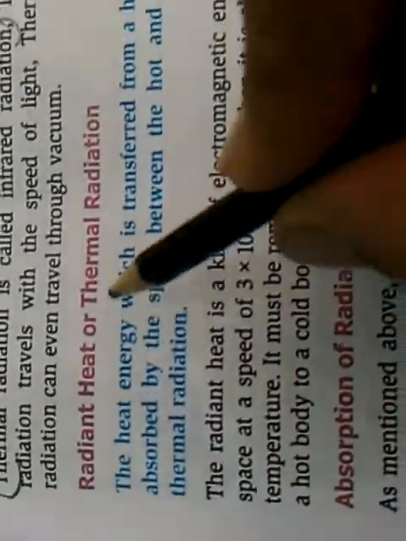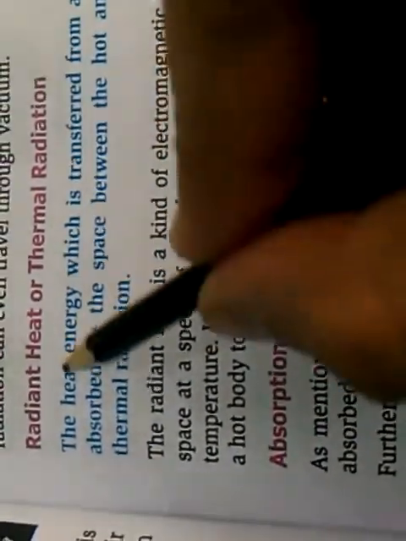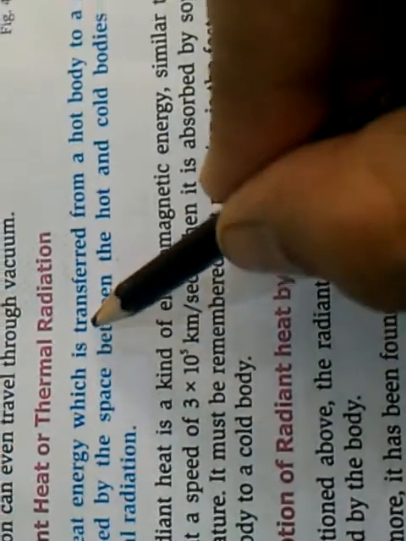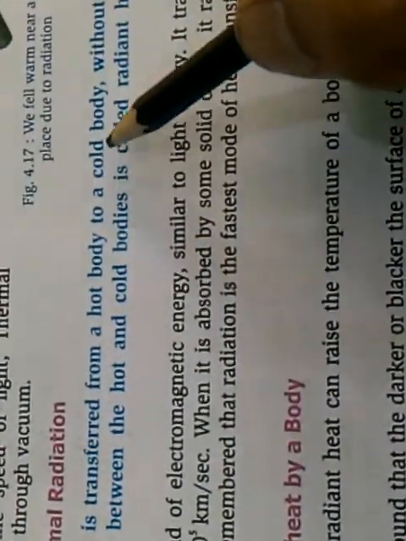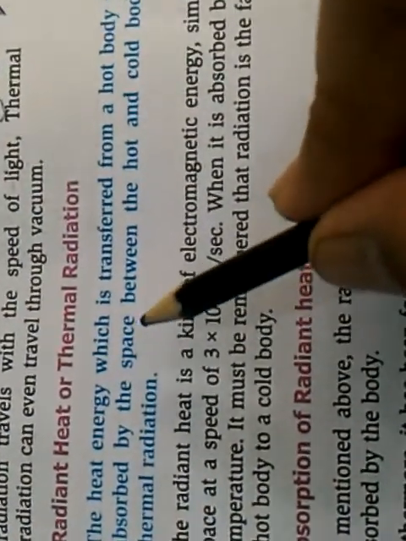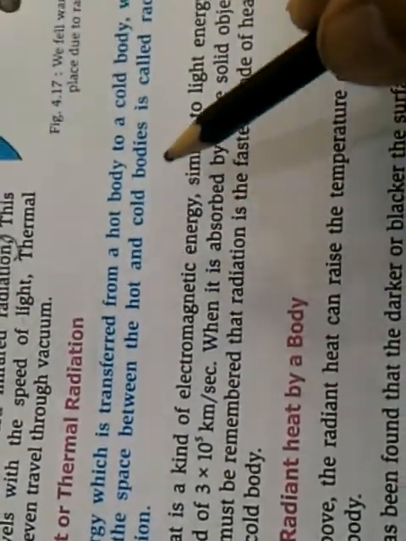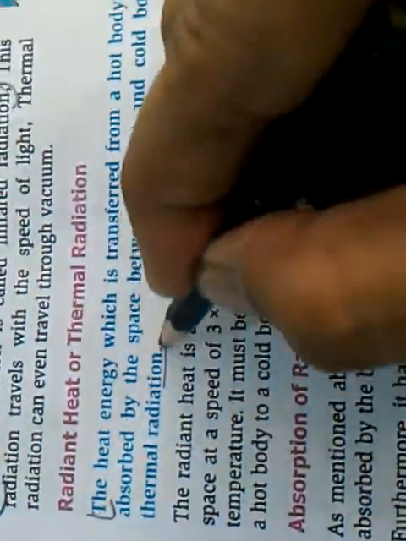Now, radiant heat or thermal radiation. The heat energy which is transferred from a hot body to a cold body without being absorbed by the space between the hot and cold bodies is called radiant heat or thermal radiation. Please underline this. Now let me explain this.